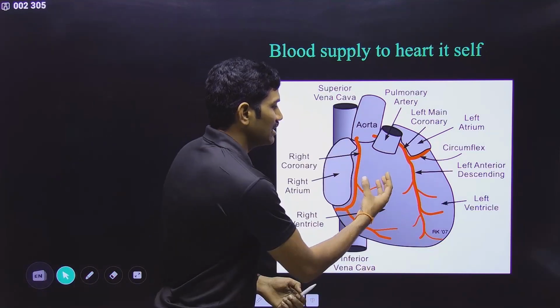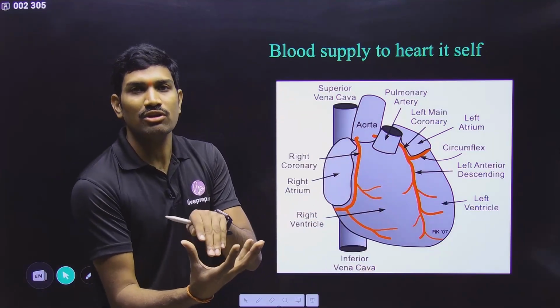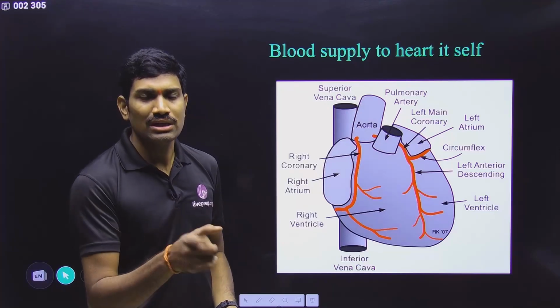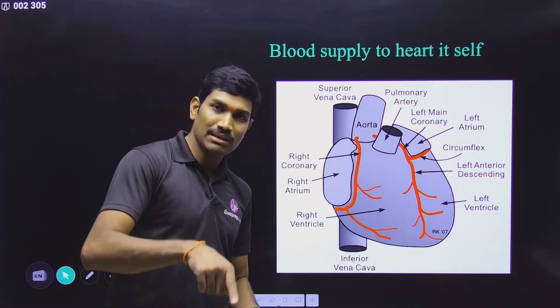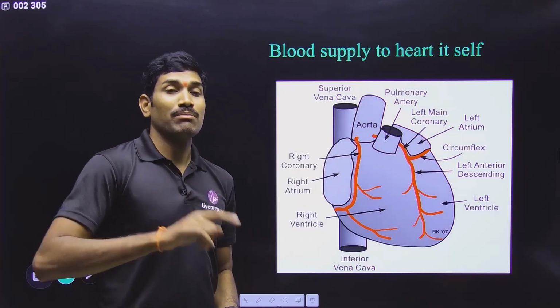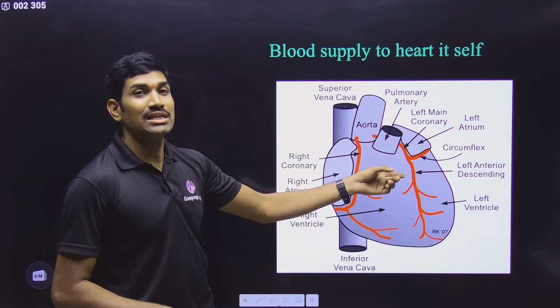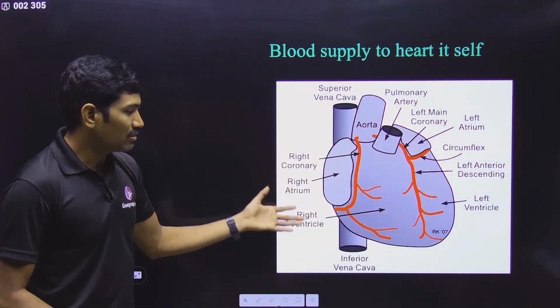Please remember, inside the heart, within this chamber, whatever blood is there, the cells cannot directly use it. So that's why there should be a separate blood supply to those particular cells. That's why the heart itself also has its own blood supply.